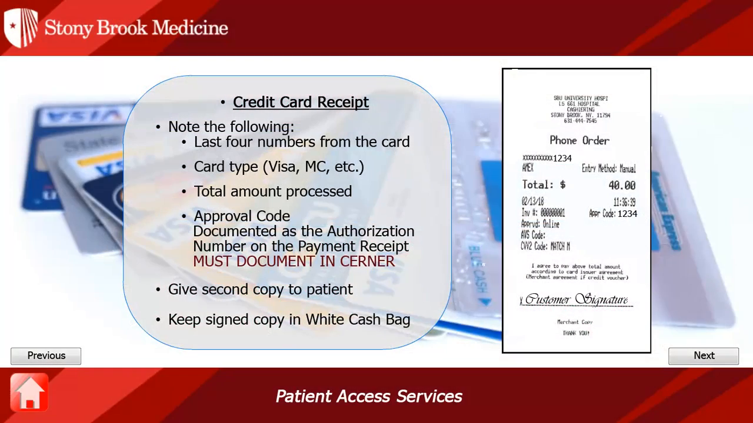Credit card receipt. Note the following: last four numbers from the card, card type, for example Visa or MasterCard, total amount processed, approval code. This is documented as the authorization number on the payment receipt. This must be documented in Cerner. Give second copy to the patient and keep the signed copy in the white cash bag.